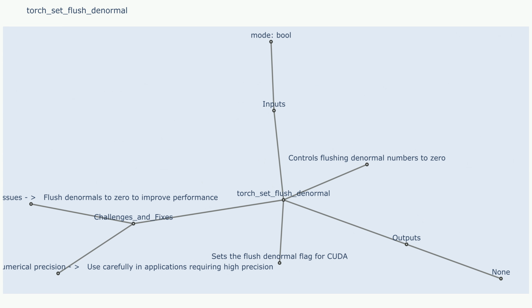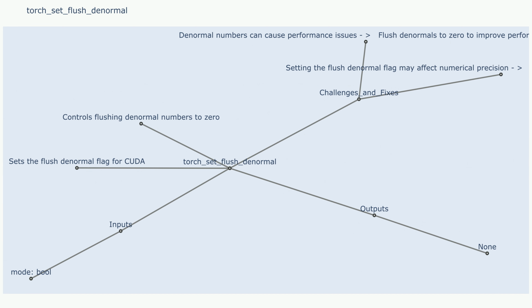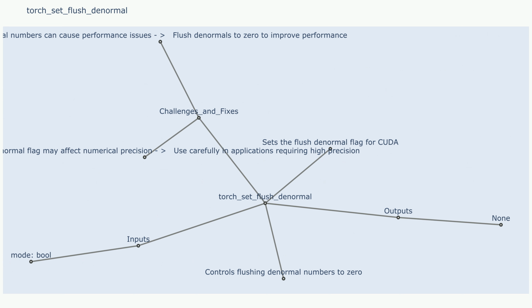Fixes to challenge 2. Profile your code to measure the impact of flushing denormals on performance. Only enable flushing denormals if it consistently improves the performance of your code. Experiment with different combinations of data types and flushing modes to optimize for your specific use case.